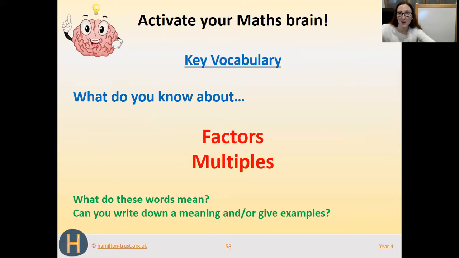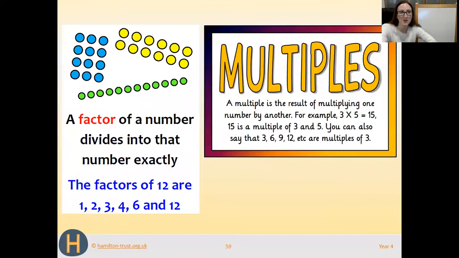Brilliant. Okay, welcome back. Hopefully you've got some idea already of what these words mean. If you're unsure, don't worry. Let's go through them now really clearly and then see how they will help us in our learning today. So, a factor of a number divides into that number exactly. Numbers that fit into another number perfectly. So in an example here, the factors of 12 are 1, 2, 3, 4, 6, and 12. So factors go up to the number itself, and all numbers have 1 as a factor.